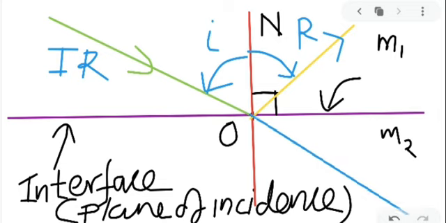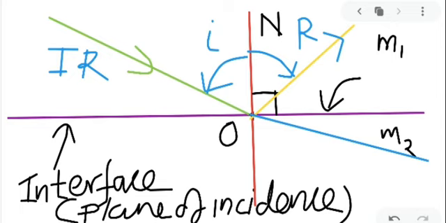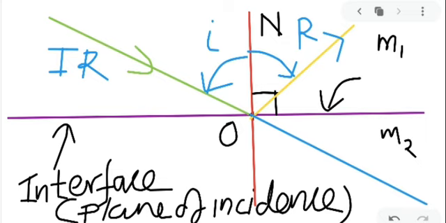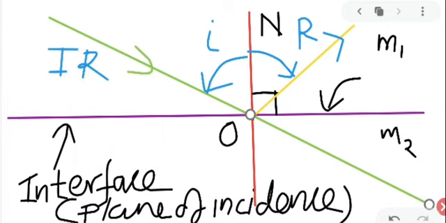Either it will go closer to the normal, or it will deviate from its original path away from the normal. These are the two things that can happen. So this is also a deviation, right? It is appearing to move away from the normal, and it has deviated from its original path. Let me just mark the original path here using some green ray. So this is actually the original path.